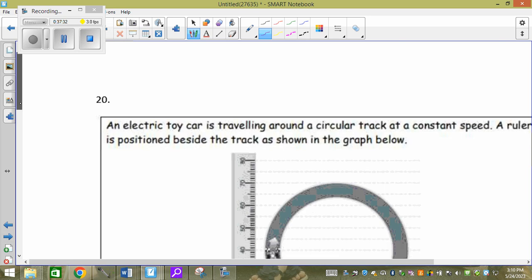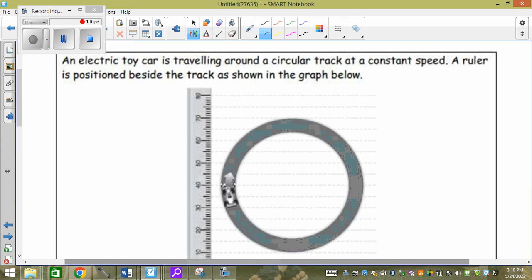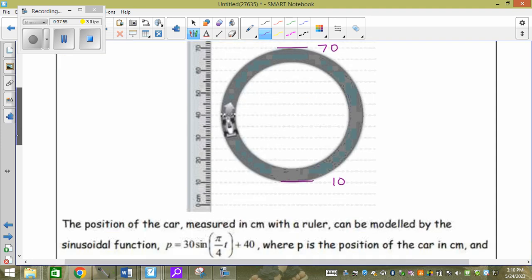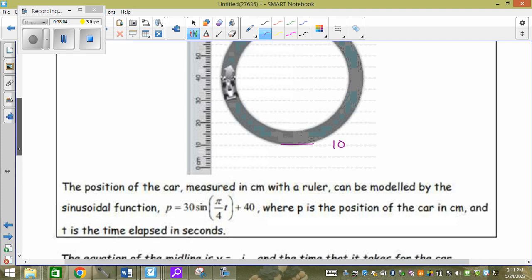This one here, an electric toy car is traveling around a circular track at a constant speed. If they do pendulums or they do anything in a circular motion, they can make it fit a sinusoidal equation. Okay? A ruler is positioned beside the track. So it reaches a max of 70 and a min of 10, it looks like. The position of the car measured in centimeters with a ruler can be modeled by this sinusoidal function where p is the position of the car in centimeters and t is time in seconds.